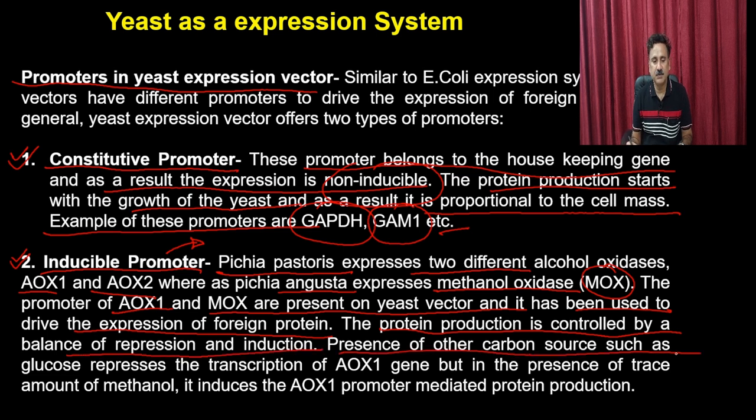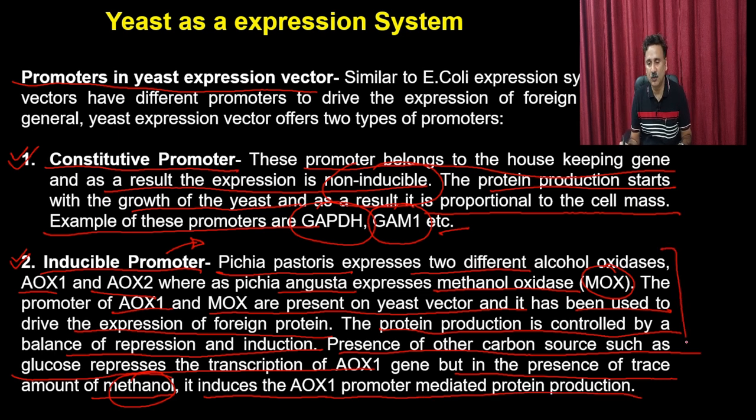The presence of other carbon sources such as glucose represses the transcription of the OX1 gene, but in the presence of a trace amount of methanol, which is an inducer, right, it induces OX1 promoter-mediated protein production. So, this is the mechanism through which the inducible promoter gives you the protein production. It gives you the production when the inducer, which is the methanol in this case, is present.